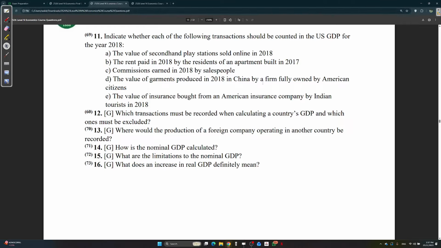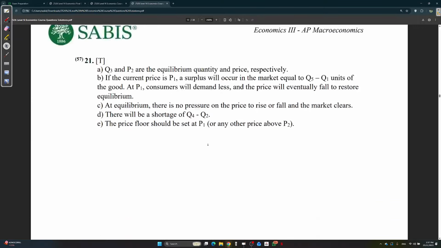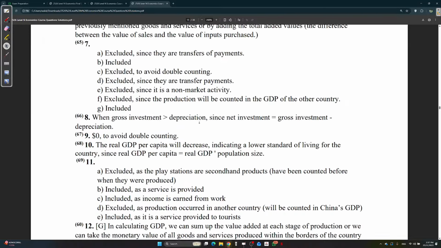Second, things that are produced, let's say you're buying a house that was built 10 years ago. Will it be included in the GDP of this year or the GDP of 10 years ago? It will be included in the GDP of 10 years ago because when was it produced? You think about when was it produced, where was it produced? This house was produced 10 years ago, so it will be included in the GDP of 10 years ago. 2015, not today, 2025. You get what I mean? Let me open the solution for you. Maybe it's different, but I'm pretty sure that's what the answer is.